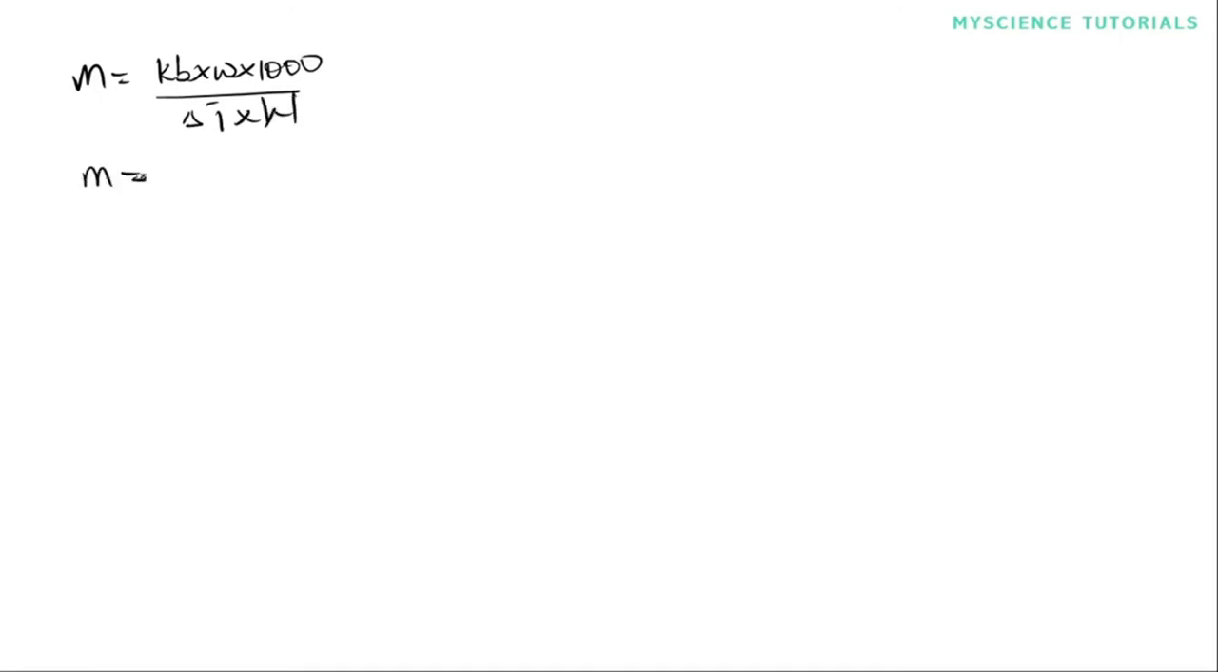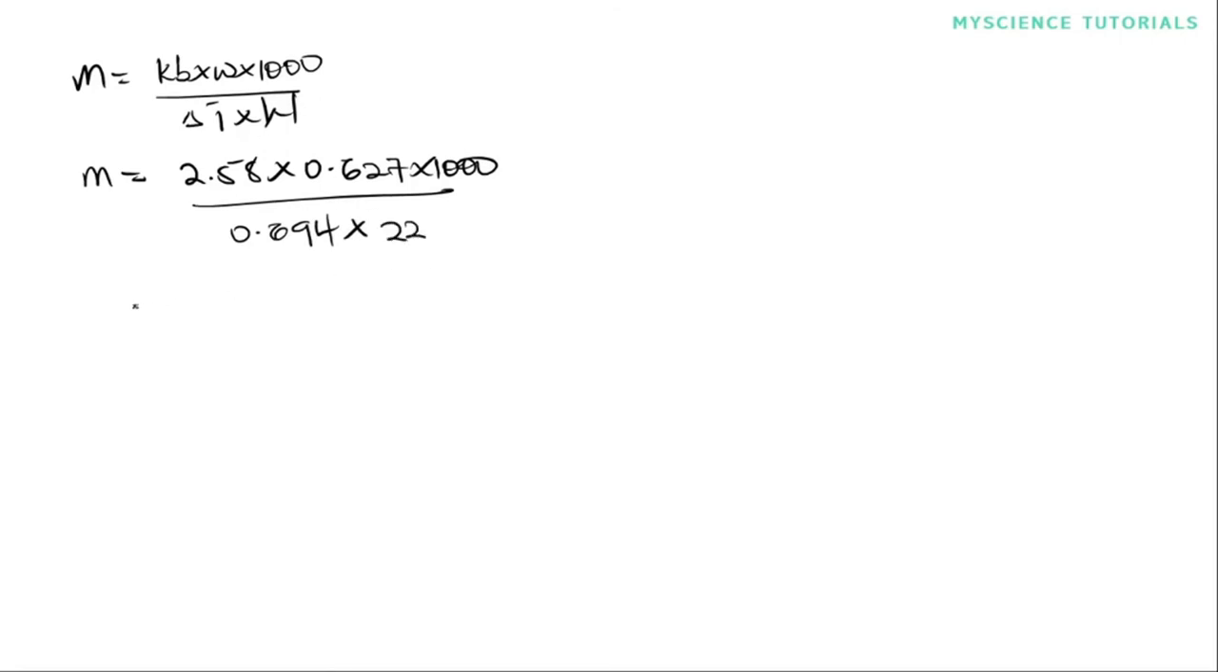So our M is equal to, our Kb that we found was 2.58, multiplied by our small w, which was 0.627, multiplied by 1000. Now the difference in temperature was 0.694, multiplied by the same mass of the organic solvent, which is 22. So if we input everything into the calculator, we are going to get 105.95 as our molar mass.